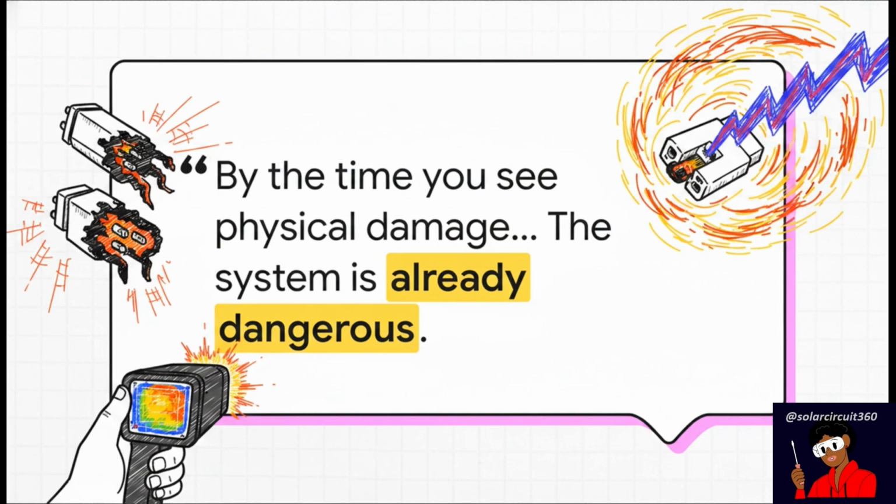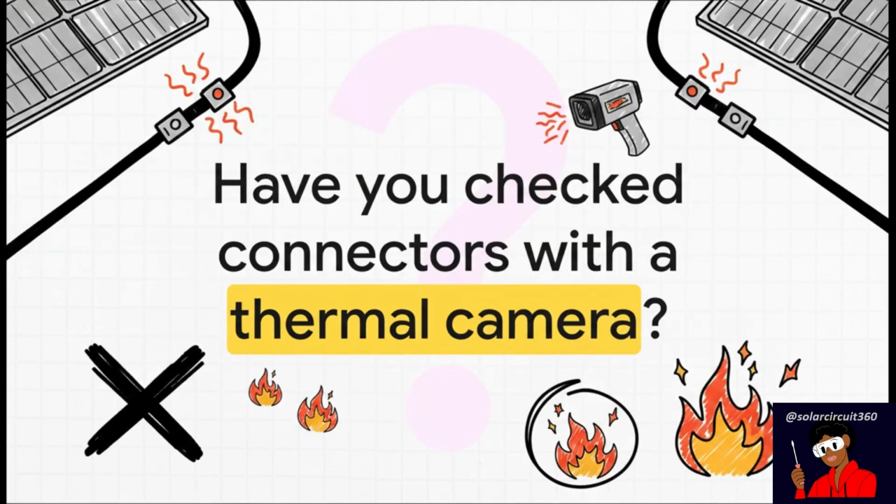Look, by the time the plastic is melted or charred on the outside, the thermal runaway has already occurred. Early detection, especially using thermal imaging, is absolutely crucial to catch that tiny bit of resistance before it turns into literal plasma. Which leaves us with one final, pretty critical question for you to consider today. Have you checked your MC4 connectors under load with a thermal camera lately? I really urge you to take the physics we explored today and proactively apply them. Honestly, a simple check can stop thermal runaway right in its tracks and keep your systems entirely safe.